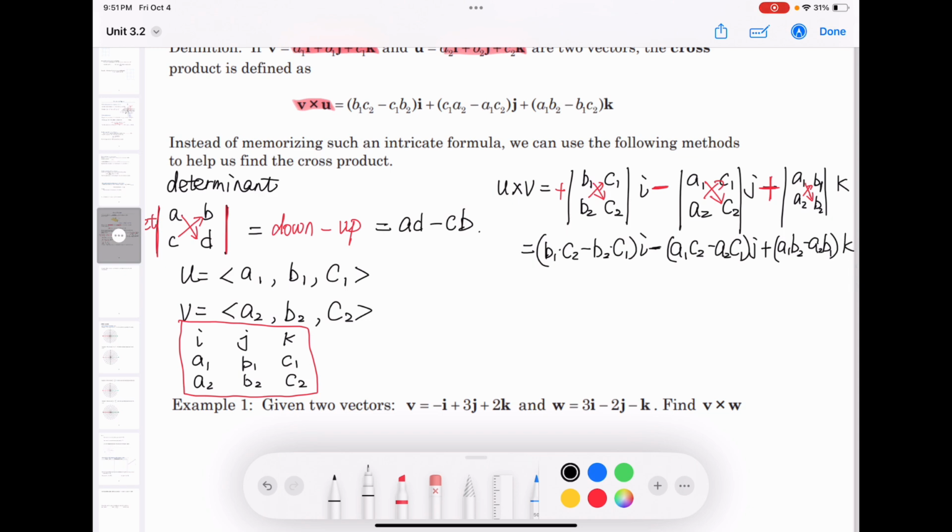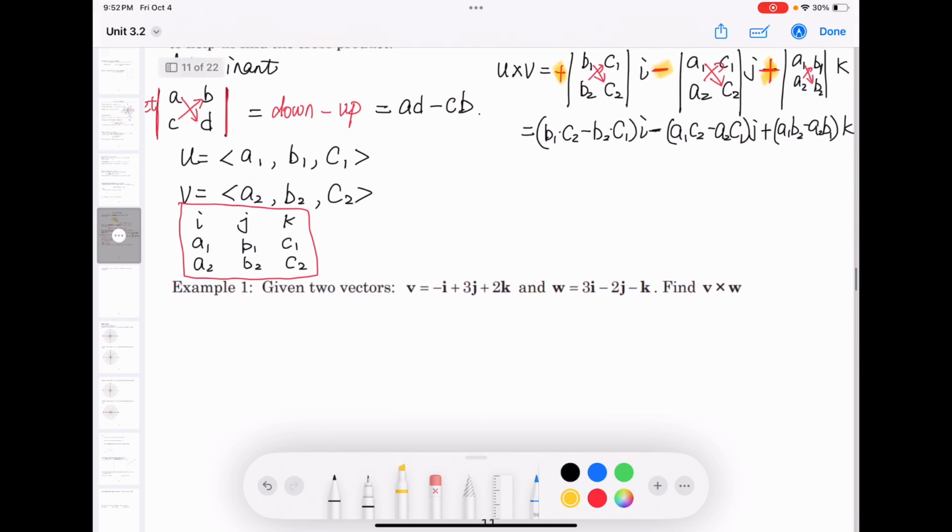Okay, did you see something? We use this method to conclude our formula here. So I do not suggest you use the formula. I suggest you expand it into the determinant multiplied by the i, j, k. And the important part is the sign. So positive, negative, positive. The first positive can be eliminated. Okay, let's move on.